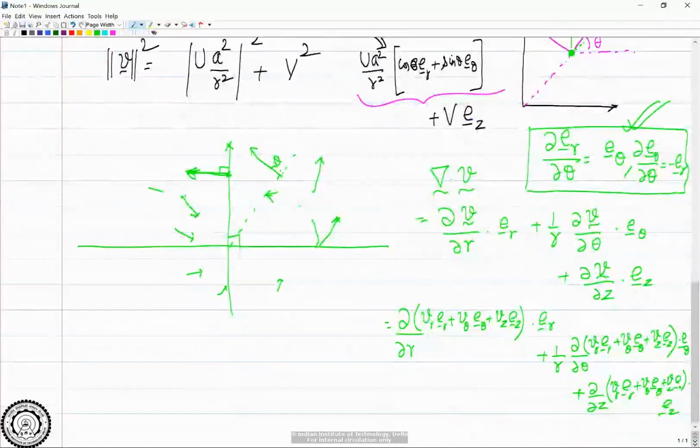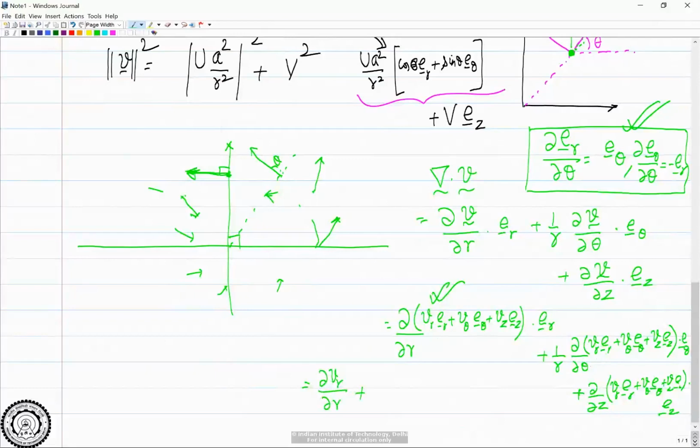So coming back here, you see when we have del by del r, then er, e theta, ez, they do not change. So you simply have to take the derivative of the coefficients and further you have to dot with er. So only this term is going to survive and you have del vr over del r. Then come to the next one, and here you see you have to dot with e theta.